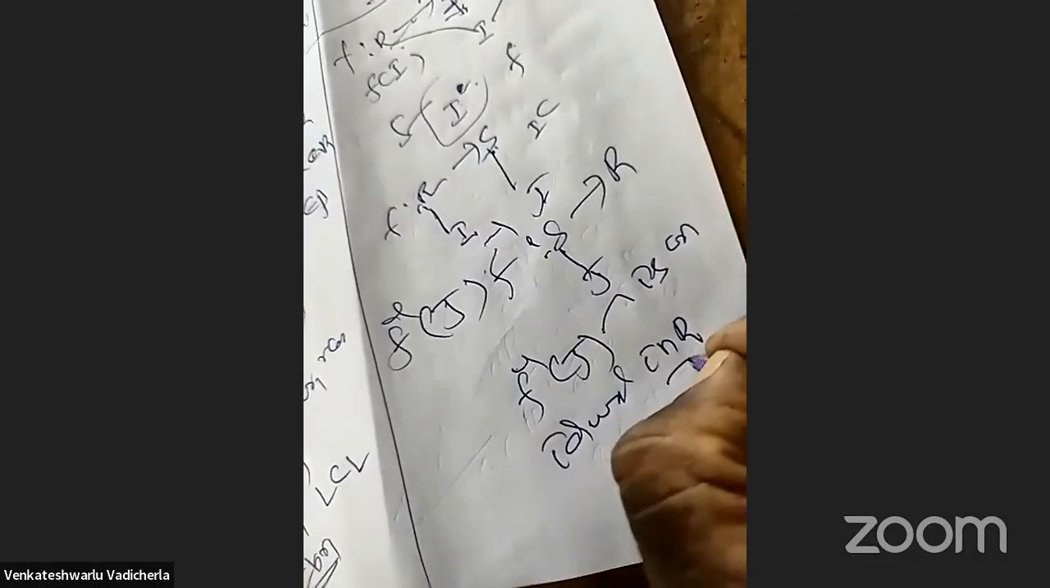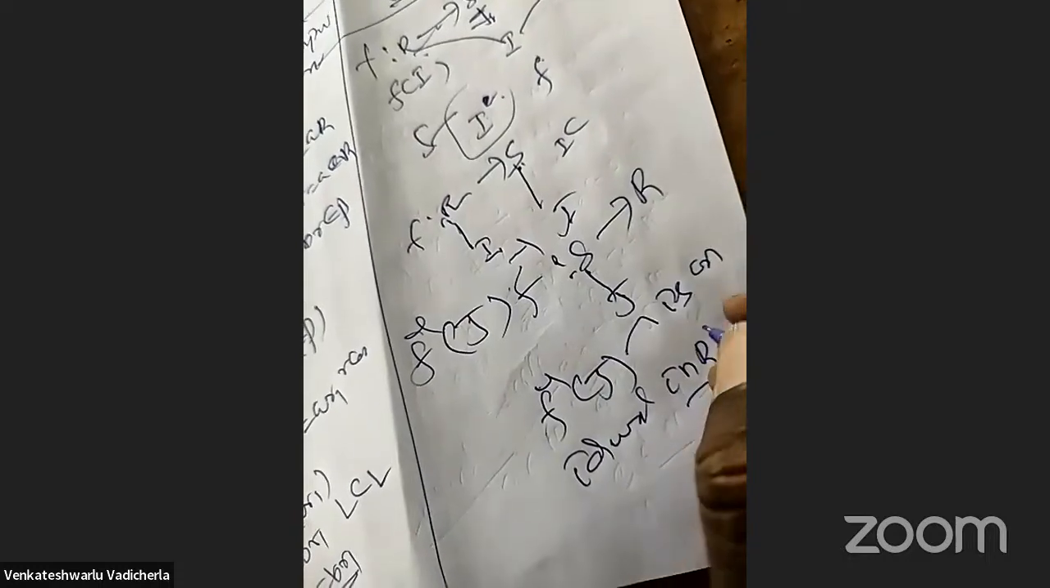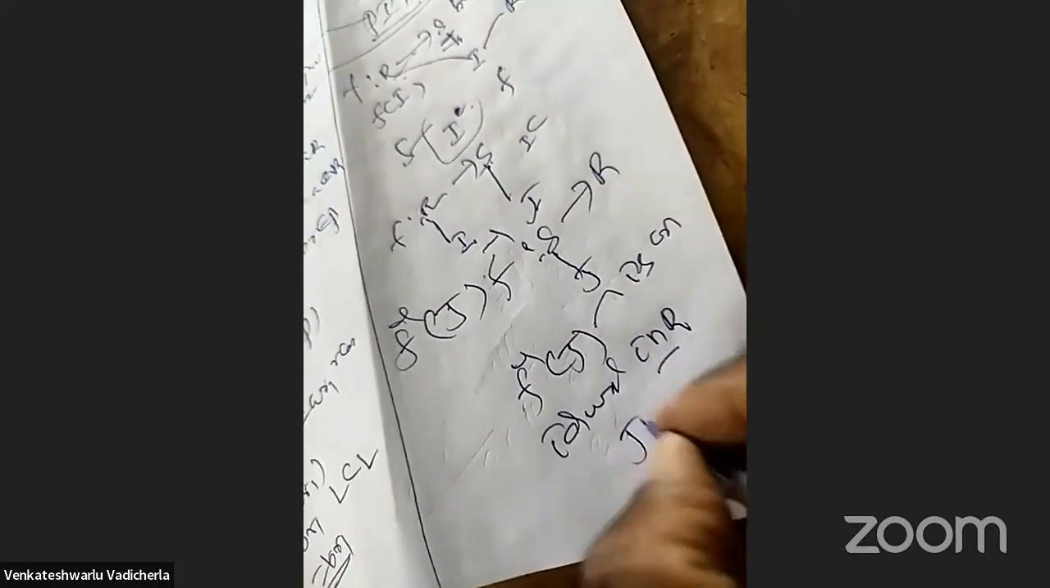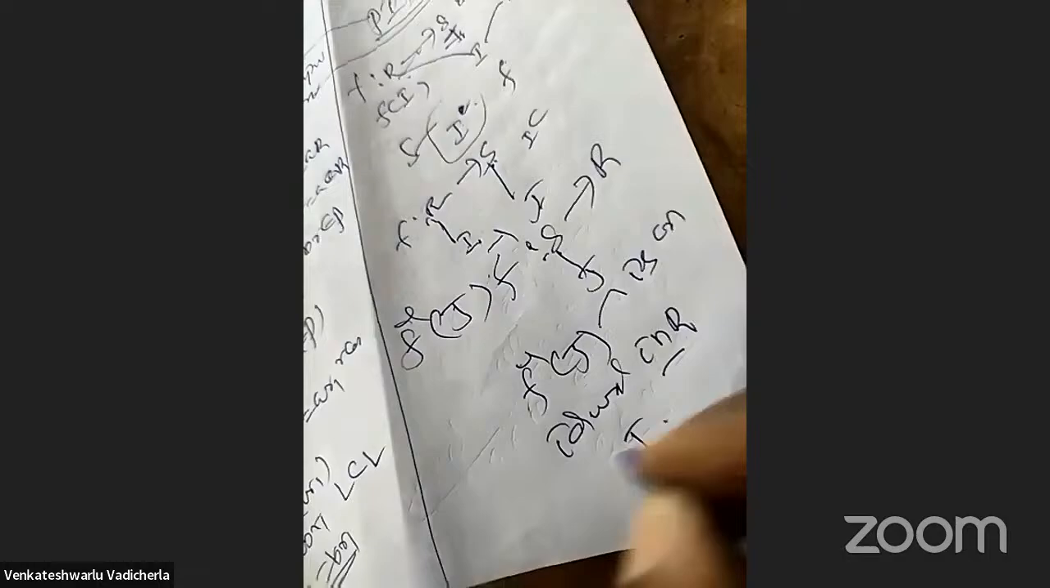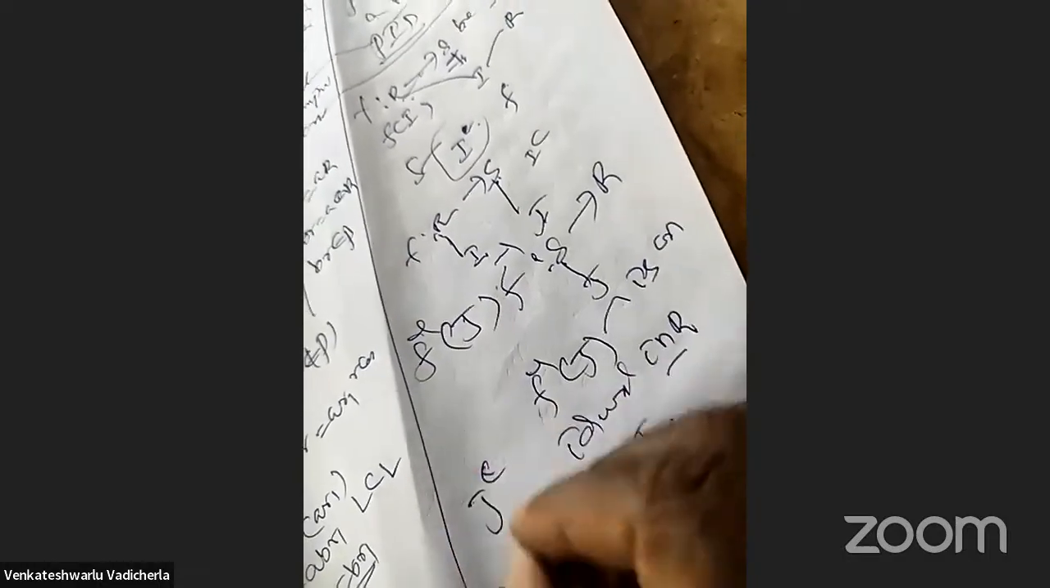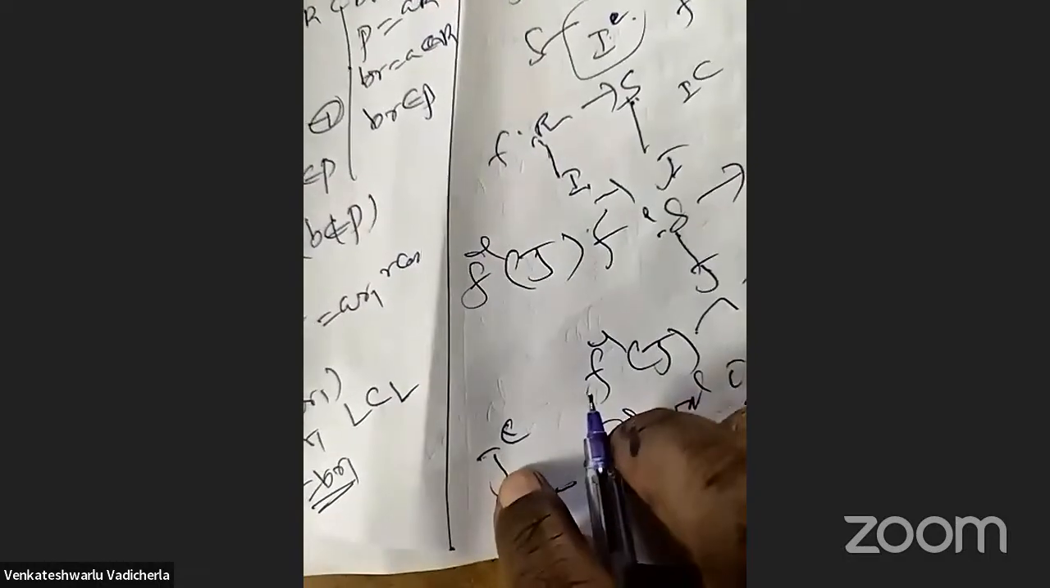Is an ideal in R. It is called contraction, contraction of J with respect to F. It is denoted by J power of C. J power of C means contraction. The inverse mapping is contraction; the original mapping is called extension.